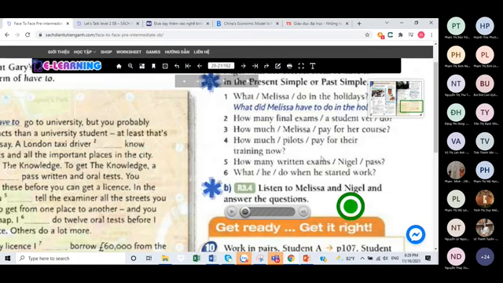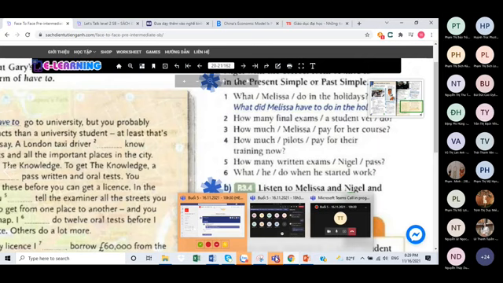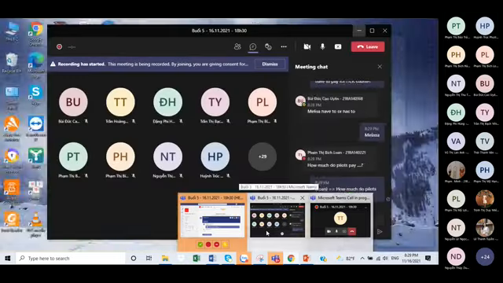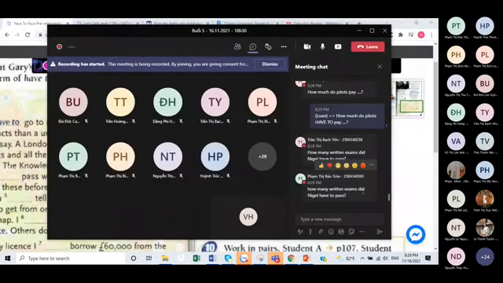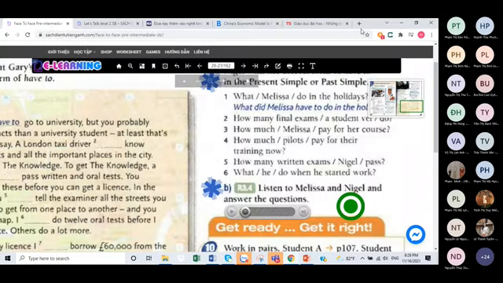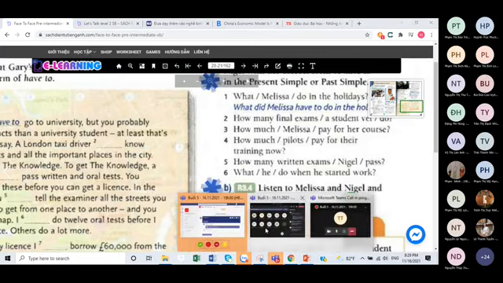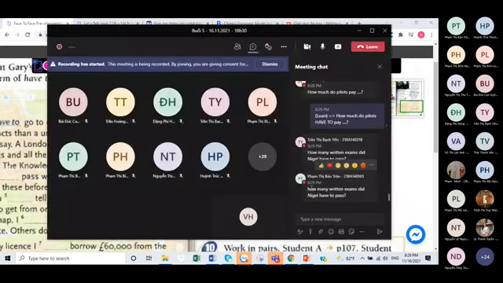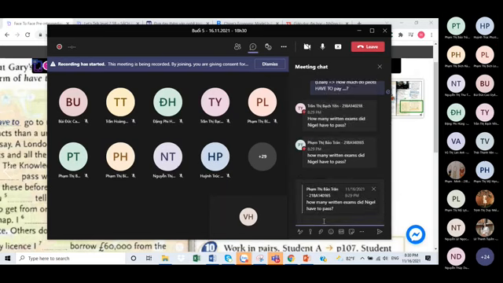So what tense for number 5? Past tense. Simple past. So we have the question: how many written exams did Nigel have to pass? That's good, right? You need to write "How" in capital letter, but this is good. So this is number 5, and correct.